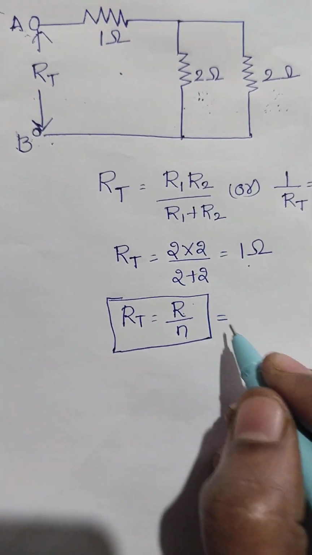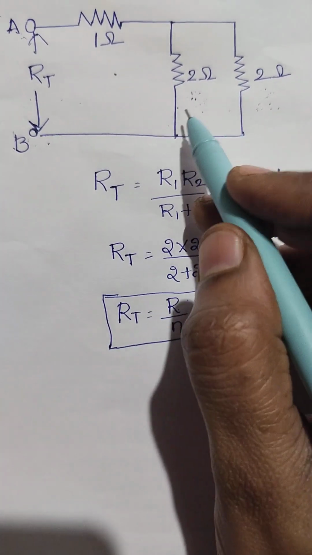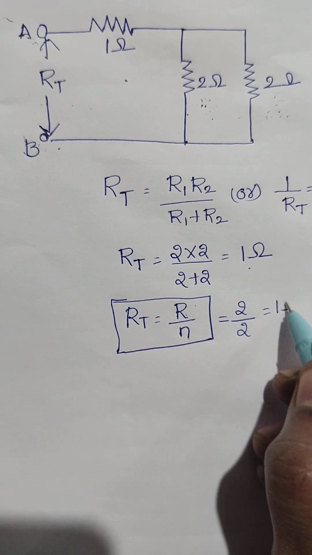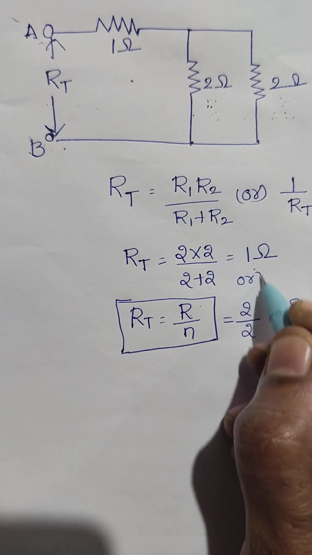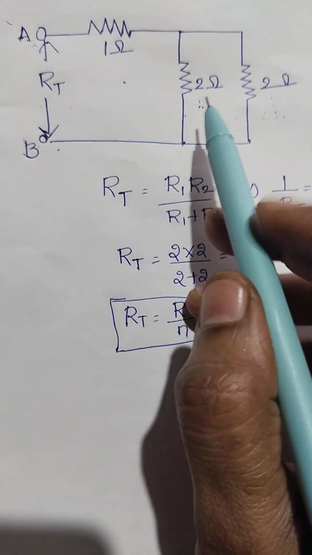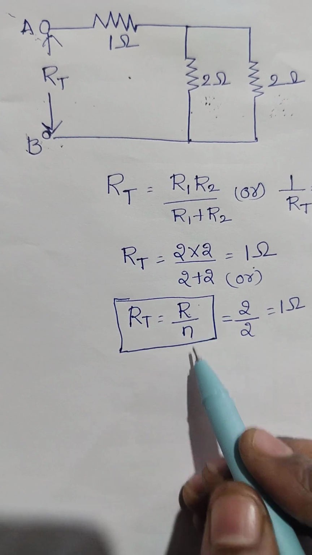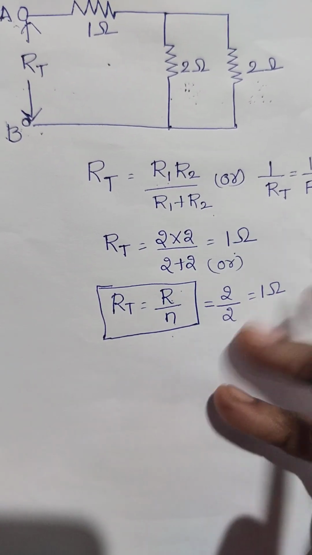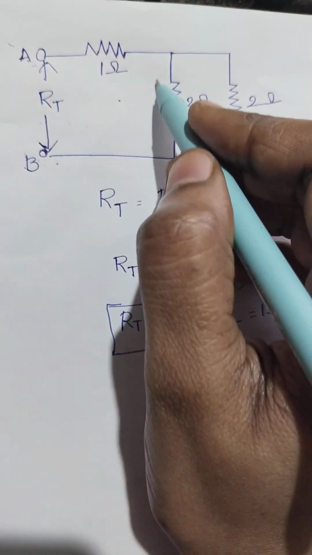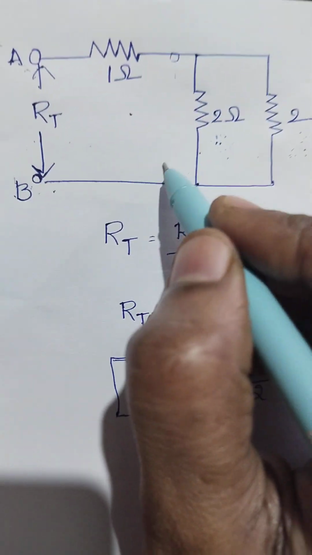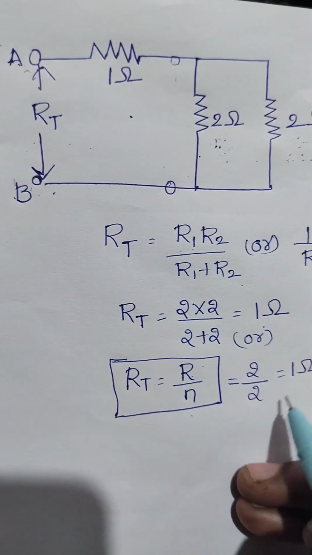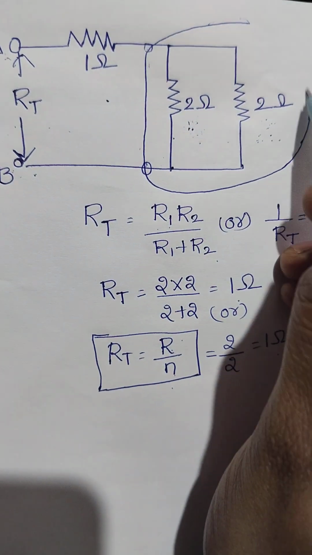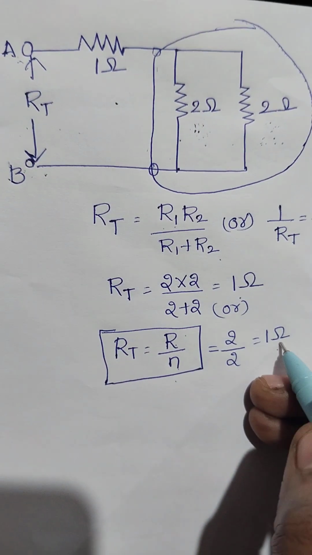R value is 2 ohms. How many resistors are connected in parallel? 2. So the value is 2 ohms divided by 2. For similar resistors, we can apply the formula R by N, or we can apply the other formula also. So R total between these two terminals is 1 ohm. The R equivalent or R total for these two resistors is 1 ohm.